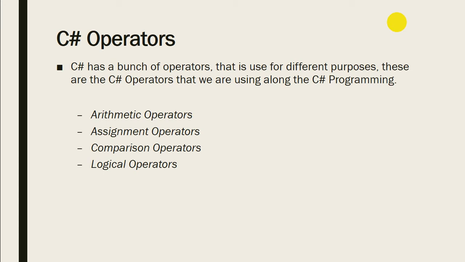The other operators in C# programming are assignment operators. These operators are used to assign a value to any variable in C# programming.